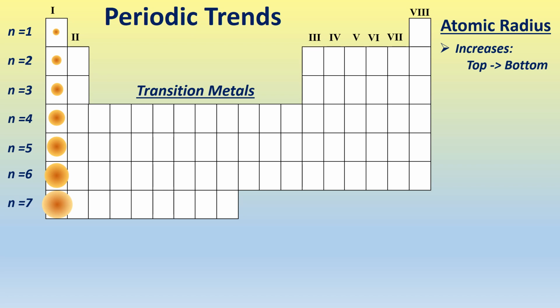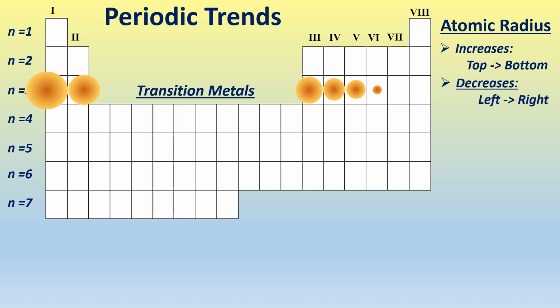Less obvious, however: as you go across a row, you are now filling in an energy level. The more electrons in the energy level, the closer it gets to being completed, which tends to cause a stronger attraction with the nucleus. Therefore, the atoms actually shrink as they go from left to right.